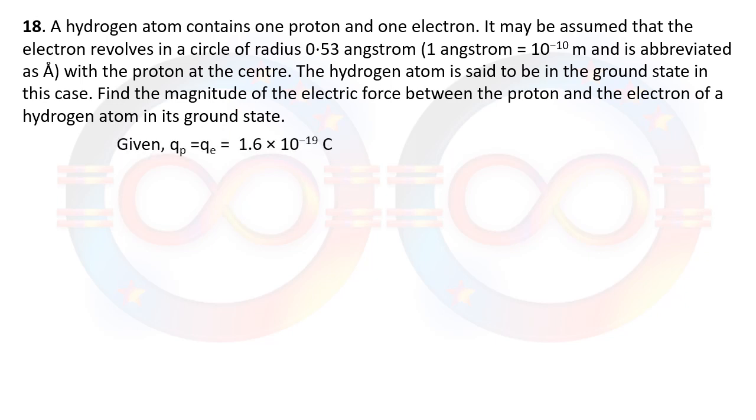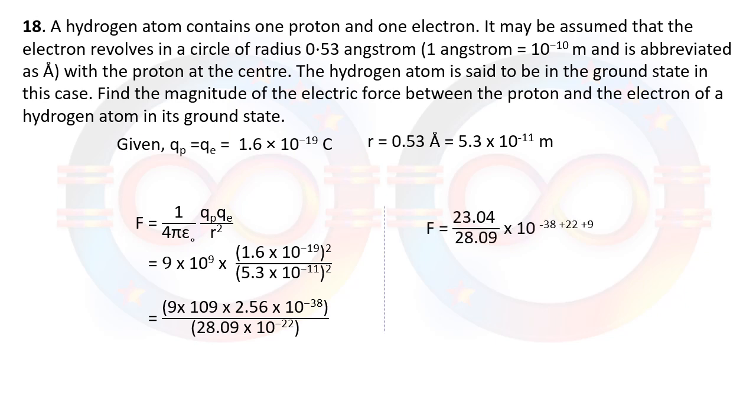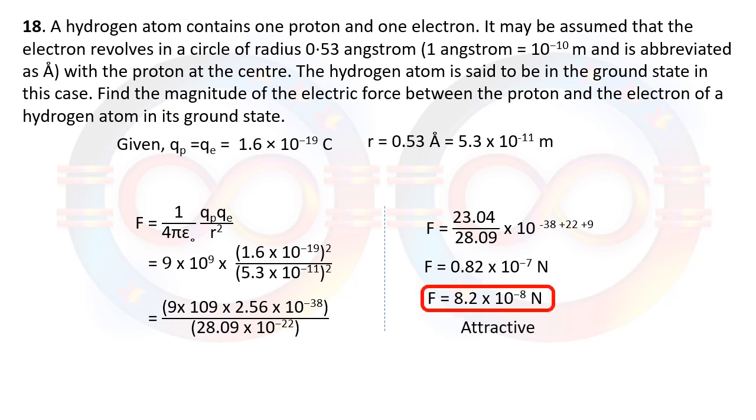Let us take the charge on both to be the same, that is 1.6 into 10 raised to minus 19 coulomb. Distance is 0.53 angstrom or 5.3 into 10 raised to minus 11 meter. The formula is again the same, 1 by 4 pi epsilon naught q1 q2 upon r square. Put the values, simplify it, and we will get the answer as 8.2 into 10 raised to minus 8 Newton, attractive in nature. This force of attraction is going to help in the next question.